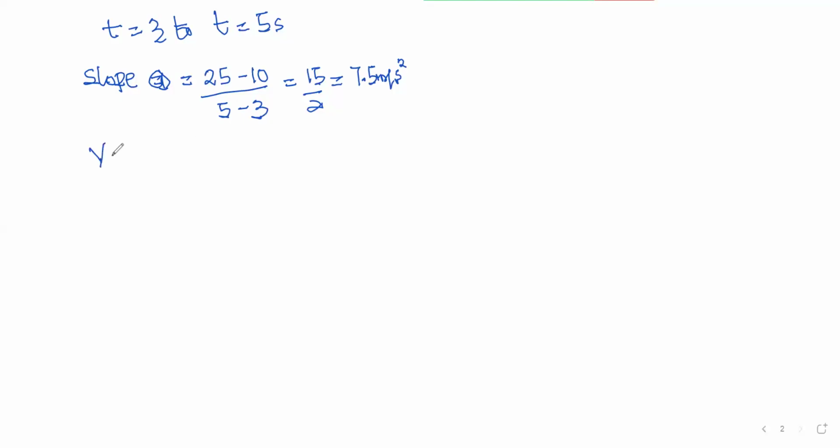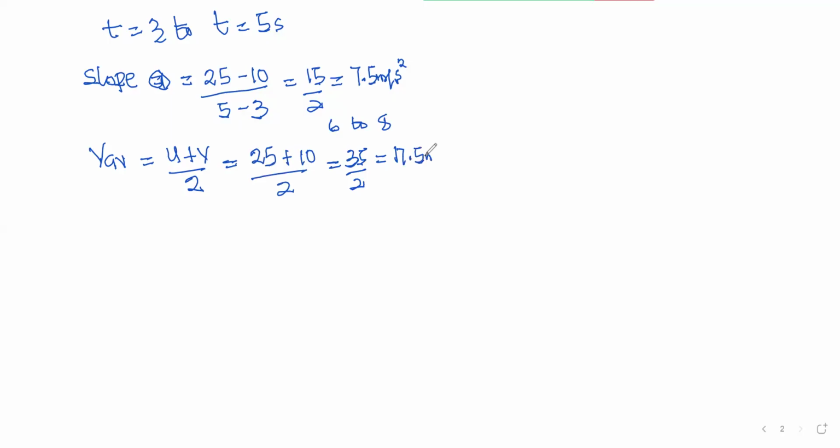Average speed can be determined in 2 different ways. Initial velocity plus final velocity divided by 2. And we're given the time interval 6 to 8. So determine velocity at time 6, and that is 25. Velocity at time 8, that is 10. Divided by 2, you have 35 on 2. 35 on 2 is 17.5 meter per second.